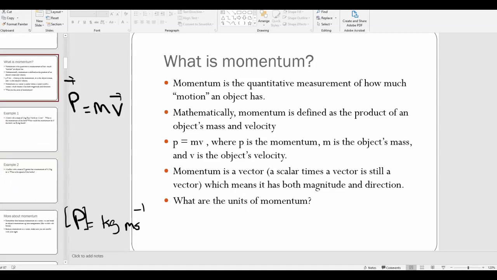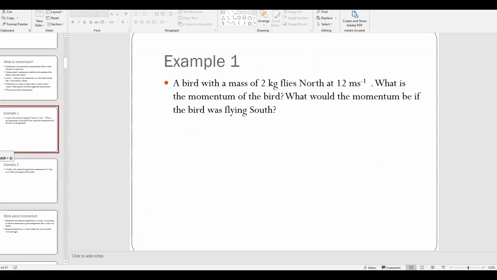Okay, example 1. A bird with a mass of 2 kilograms flies north at 12 meters per second. What is the momentum of the bird? Now we have to be a little careful here about establishing a coordinate system. Let's say north is the positive direction. When it says the bird is flying at 12 meters per second, that's really just the speed of the bird. Momentum is mass times velocity, so if the magnitude is 12 meters per second, you also need the direction, which in this case is north. So let's say north is a positive direction.